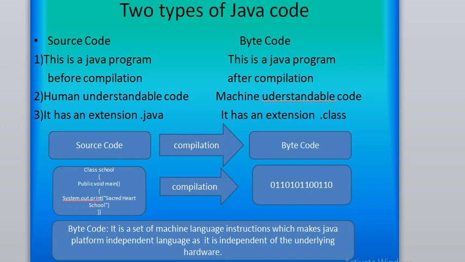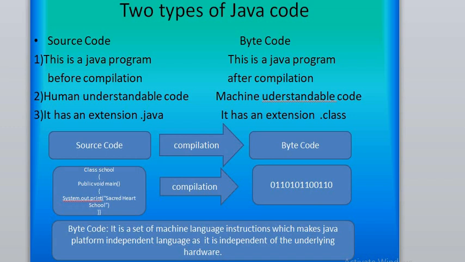I try to explain with a small program in which we are displaying the name of our school. So I write class school, under school we write public static void main function, and in the main function we are displaying the name of the school with the help of System.out.println statement. Now suppose I save this program with the name myfile.java. Now .java is the extension of the source code. I save this program and I compile this program.